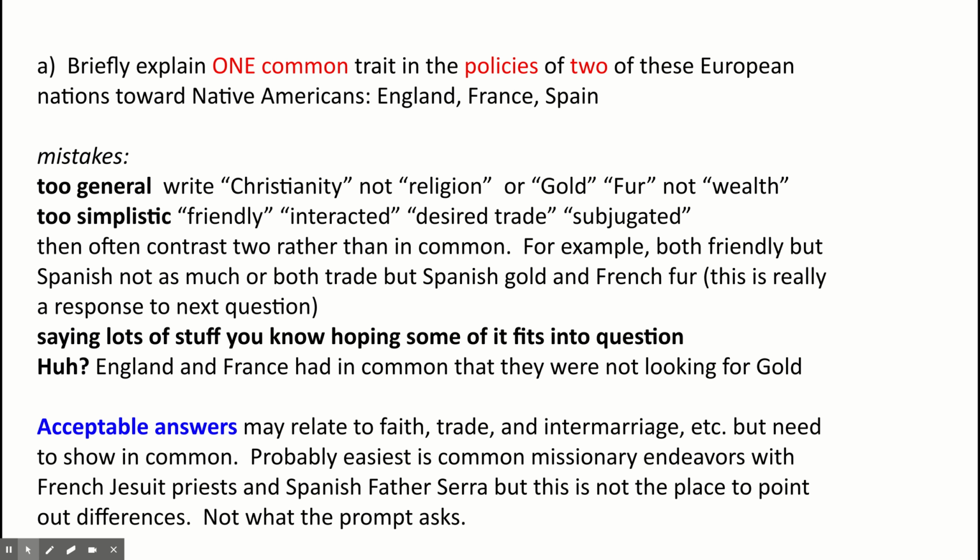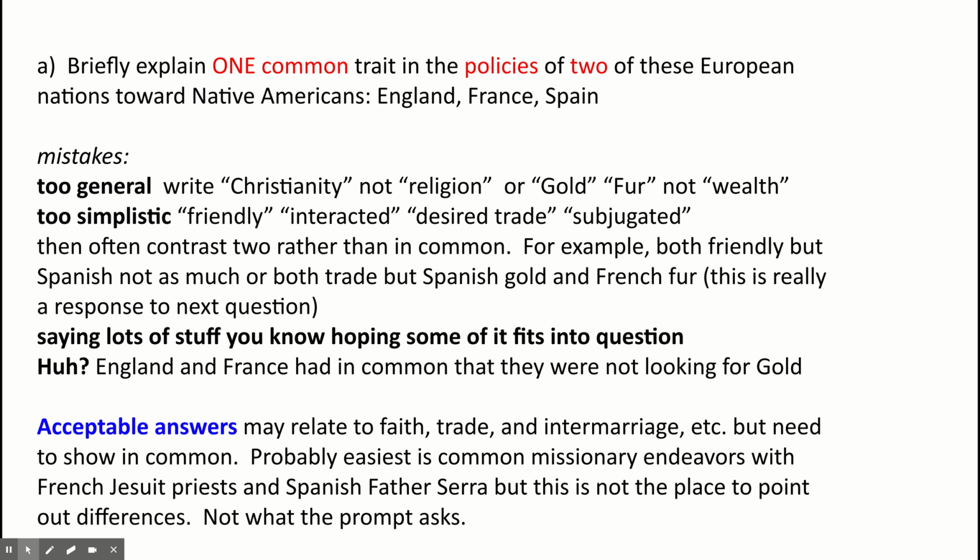So the first one says, one common trait in the policies of 2 of these European nations. So understand it's one common trait, not I'm going to pick England and France and give multiple common traits. Past one common trait, it does not help, it just detracts. So you might have written multiple sentences and think, well, I've covered it well, but you've gone past one common trait and supporting that one common trait.